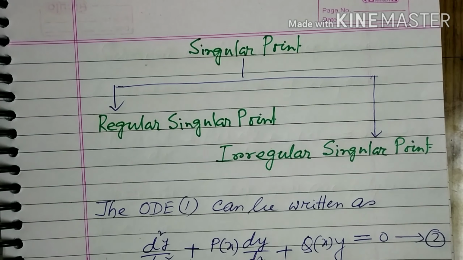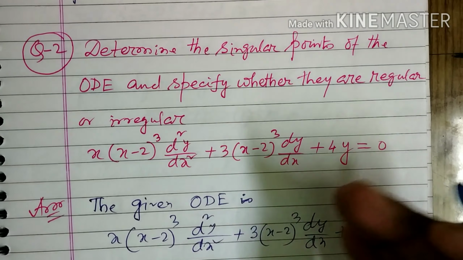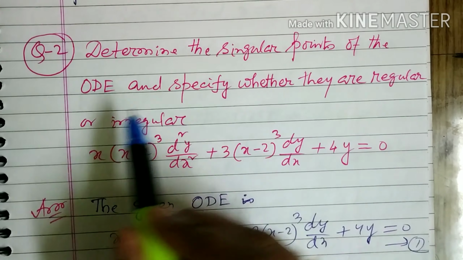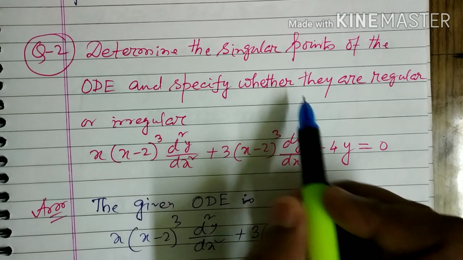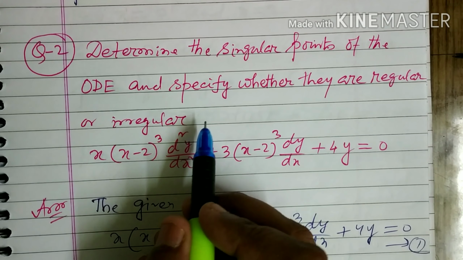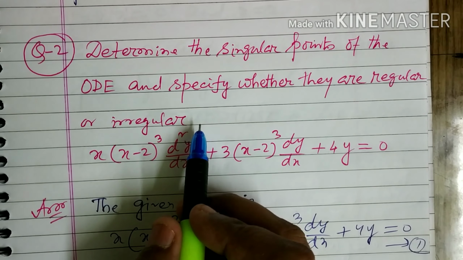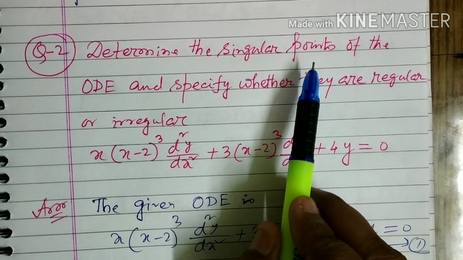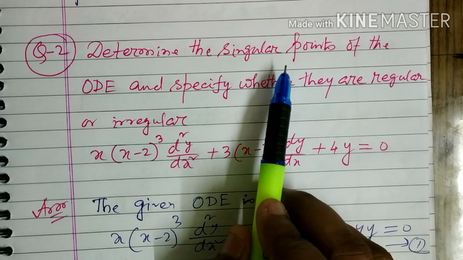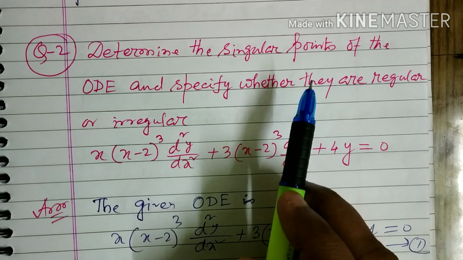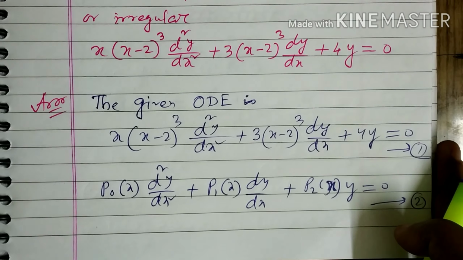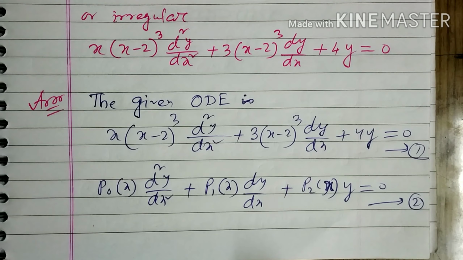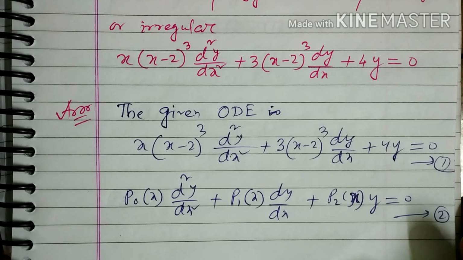Next question, it's a little bit more advanced. Determine the singular points of the ordinary differential equation and specify whether they are regular or irregular. Clear? To answer this question, first you have to already know how to identify regular singular points. If it is a singular point, then you have to check whether this singular point is regular or irregular. What about the steps? Process same. First part is all about the calculation of singular points. Then I will discuss how to check regular or irregular.